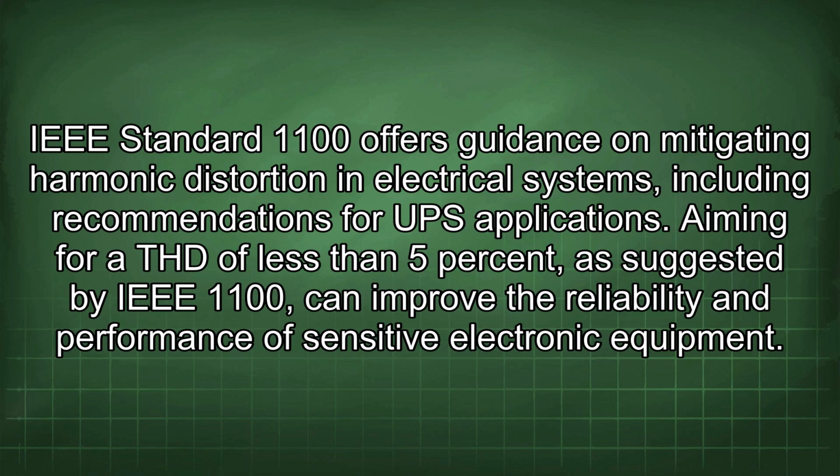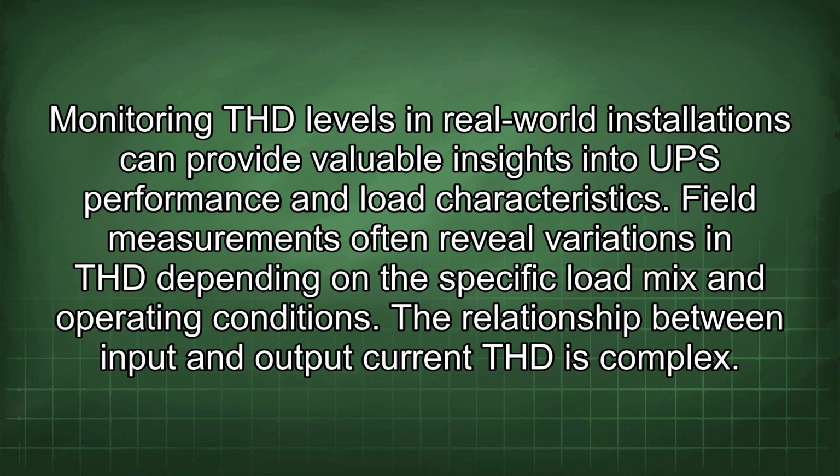Aiming for a THD of less than 5%, as suggested by IEEE 1100, can improve the reliability and performance of sensitive electronic equipment. Monitoring THD levels in real-world installations can provide valuable insights into UPS performance and load characteristics. Field measurements often reveal variations in THD depending on the specific load mix and operating conditions.